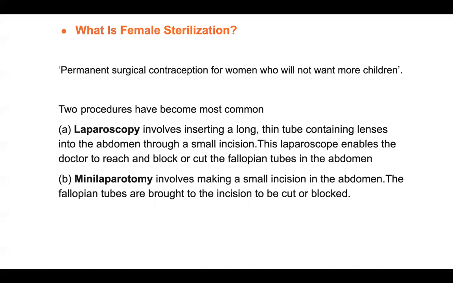Second is mini laparotomy, which involves making a small incision in the abdomen. The fallopian tubes are brought to the incision to be cut or blocked.